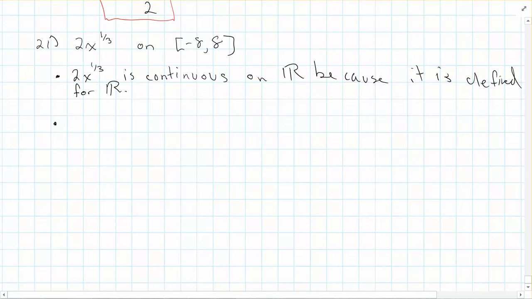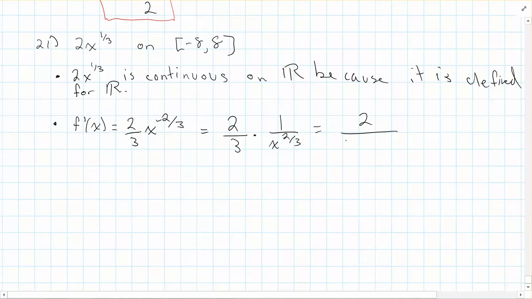So then we have to determine if the first derivative is defined for all numbers in the interval. So f prime of x is equal to 2/3 x to the negative 2/3. Now it's not necessary to rewrite this, but I think it's advantageous to do this. So this would be 2/3 times 1 over x to the 2/3 power. Now if you want to take it one step further, you could write this as 2 over 3 cube root of x squared. I don't think it's necessary to do that, but you could do this.